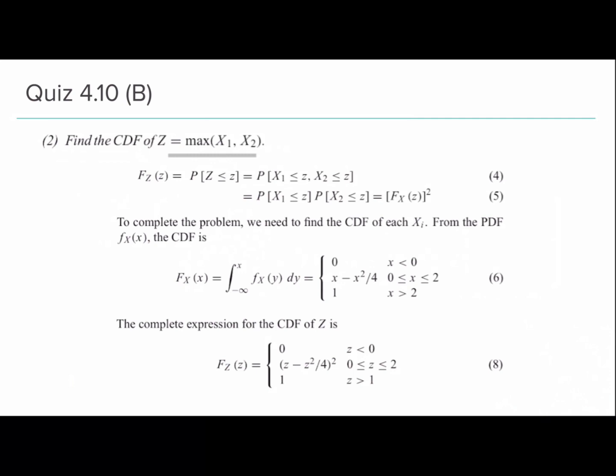So essentially there is a typo here. It should be z greater than 2 instead of z greater than 1. Alright, so we have basically found the CDF of z as well.